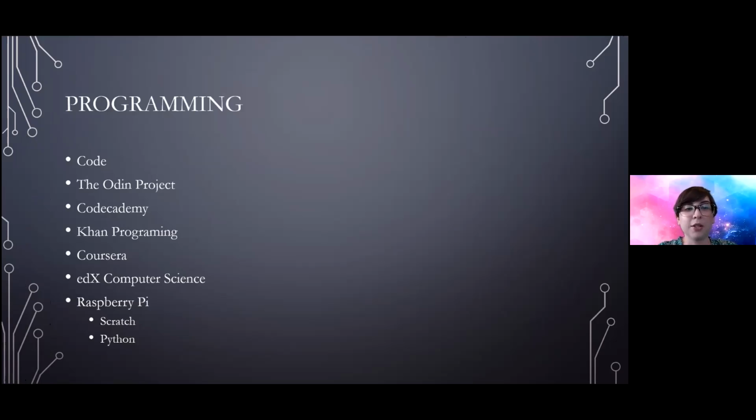And then programming. So if you're into programming or want to get into programming or have anyone who's super interested in it, you've got Code, the Odin Project, Code Academy, Khan Programming. Coursera, again, offers different kinds of programming. Then you've got edX Computer Science, Raspberry Pi, and Scratch and Python. And I know that here we have a youth services assistant down on the second floor who uses Scratch and Python for some of her programming with the kids. It's very popular.